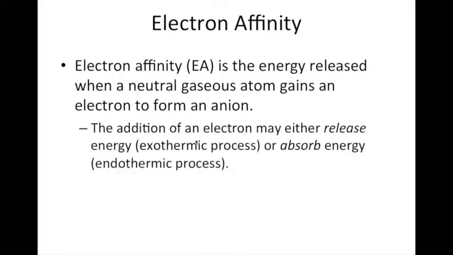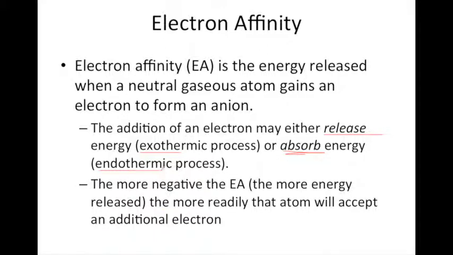Now the addition of an electron may either release energy, and we call that an exothermic process, or the addition of the electron may require or absorb energy. We call that an endothermic process. The more negative an atom's electron affinity, so the more energy is released when an atom accepts an electron, the more readily that atom will accept an additional electron.